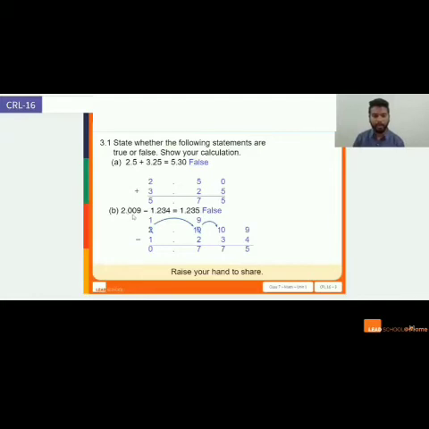Alright, let's look at the second one. 2.009 minus 1.234. Check your answers. Alright, I will write it according to my place value. This is my 10th, 100th and 1000th position. 9 minus 4, 5. Alright, here I cannot subtract 3 hundredths from 0 hundredths.